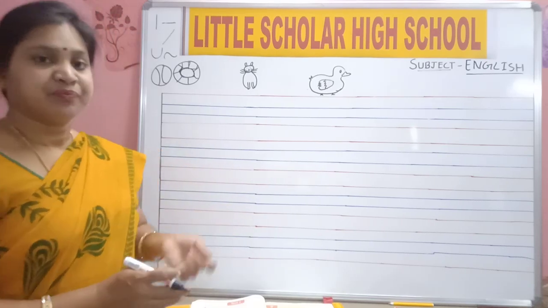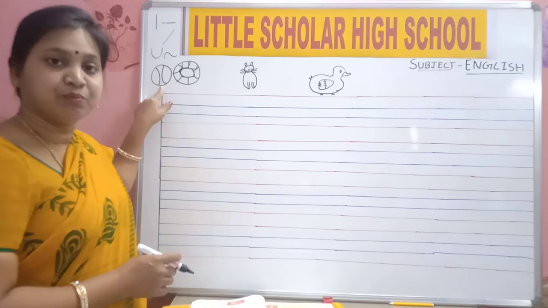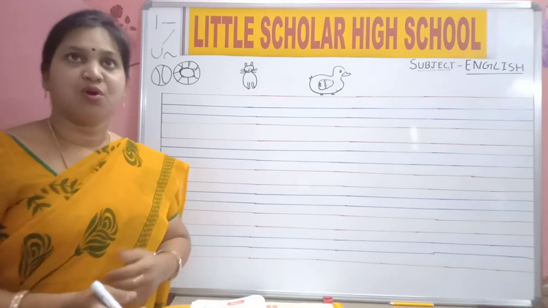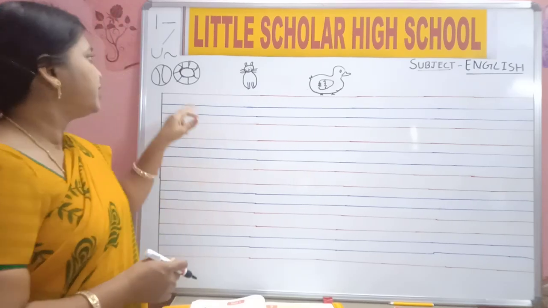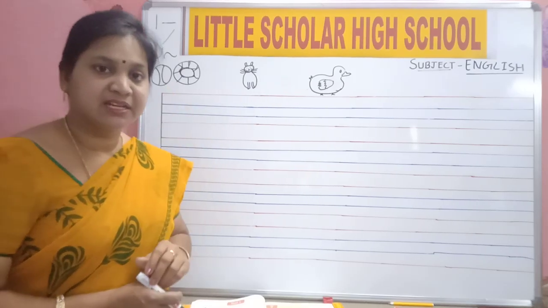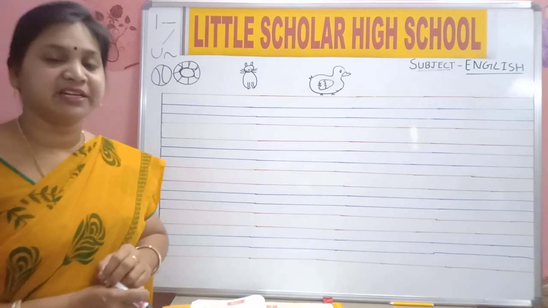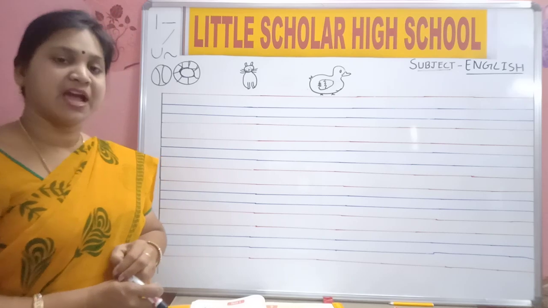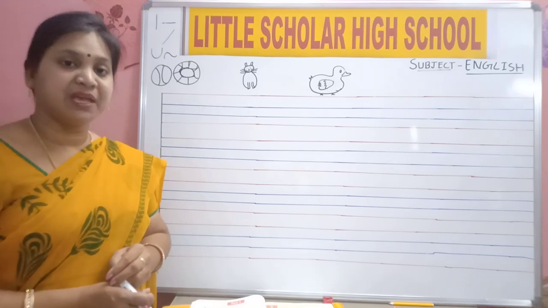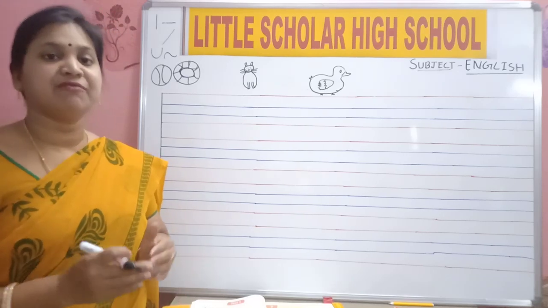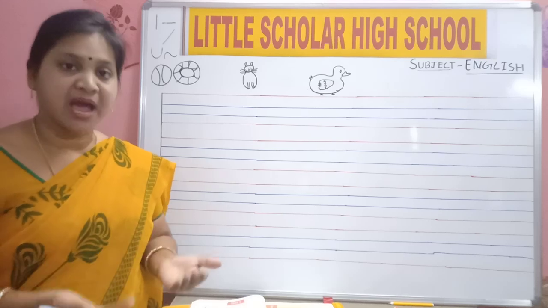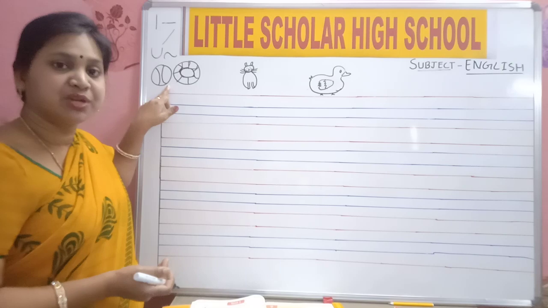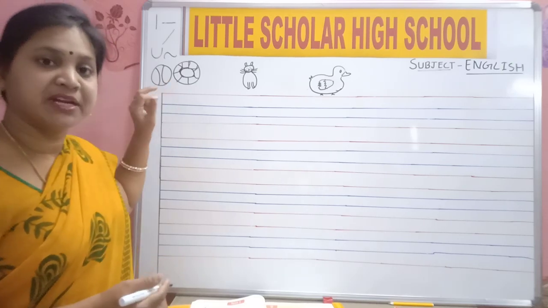Understood, children? Which picture is this? Ball. So B for ball. Now shall we learn how to write B letter? A letter you have learned. A for alphabet, A for apple you have learned. Now we will learn B. B for ball, B for bus, B for bag, B for buffalo. So today we will learn letter B, how to write letter B.